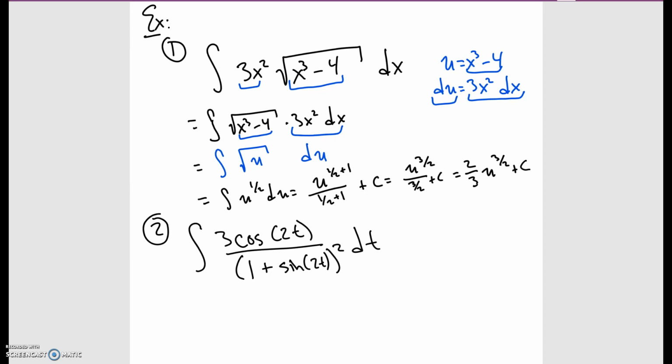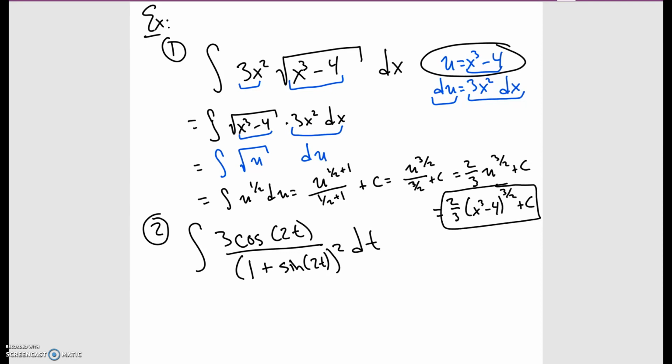And now we're almost done, but notice that I don't want it in terms of u. I initially started with x's, so since I know that u is just equal to x cubed minus 4, I'm just going to plug it back in. 2/3 times x cubed minus 4 to the power of 3/2 plus c. And this is going to be my final answer.